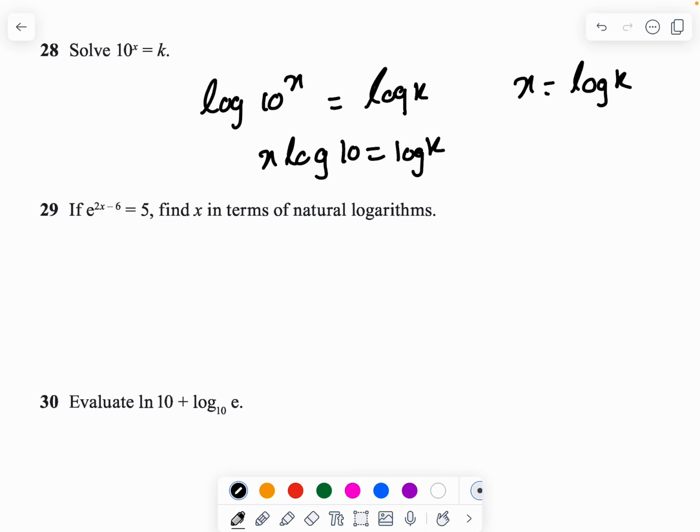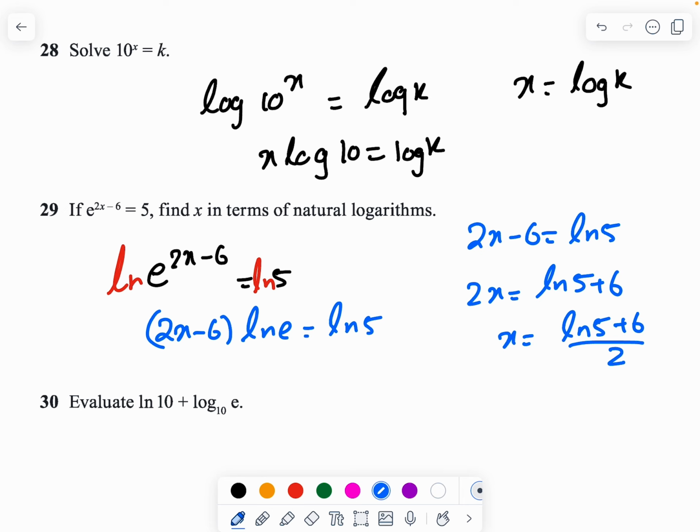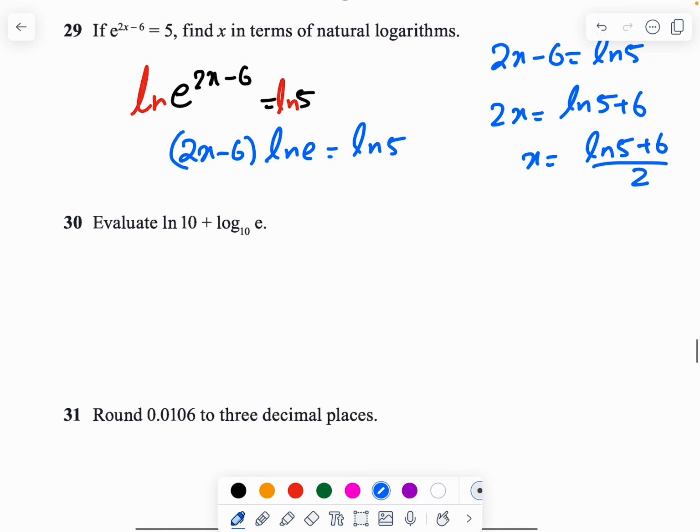Question number 29. e power 2x minus 6 equals 5. Apply ln on both sides. Then what do I get? 2x minus 6 ln e equals ln 5. So 2x minus 6 equals ln 5. 2x equals ln 5 plus 6. So x equals ln 5 plus 6 divided by 2. Then evaluate the value of ln 10. So this is from the calculator 2.3 approximately, and this value is 0.434. So approximately it is 2.74.